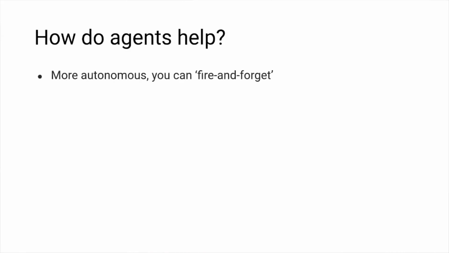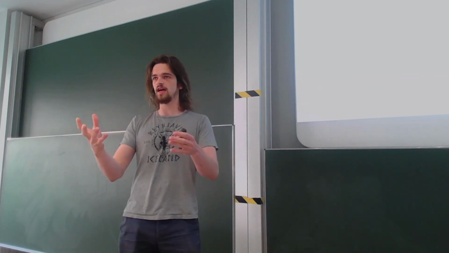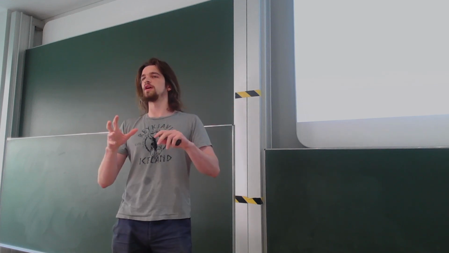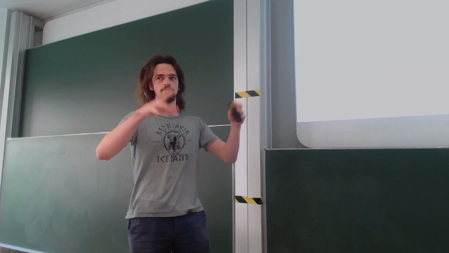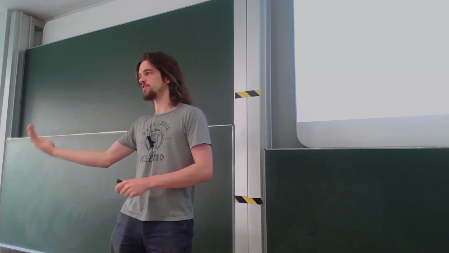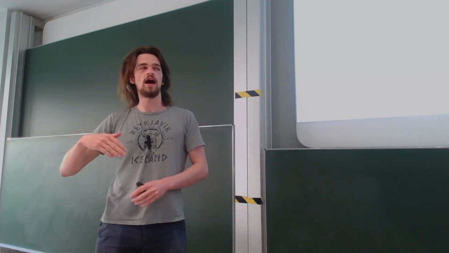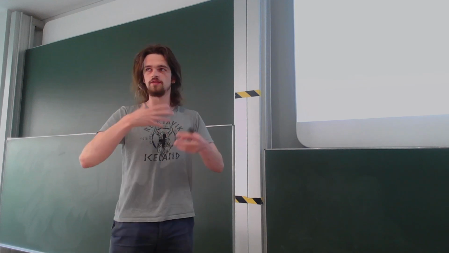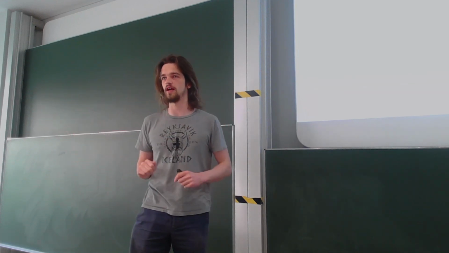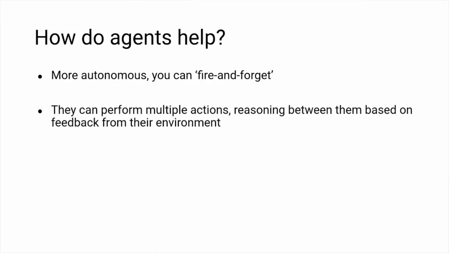Okay, so how do agents help with all of this? They're much more autonomous. You can fire and forget them. You give it a task. You say I want you to write a program which does something, and then it can go away, it can write some code, it can write some unit tests, it can run those unit tests, and it can do a very iterative development process. And then once it's done all that, it comes back to you and says, hey, I've written this program, it's ready for you. They can also take multiple actions and reason based on the feedback they get from their environment.